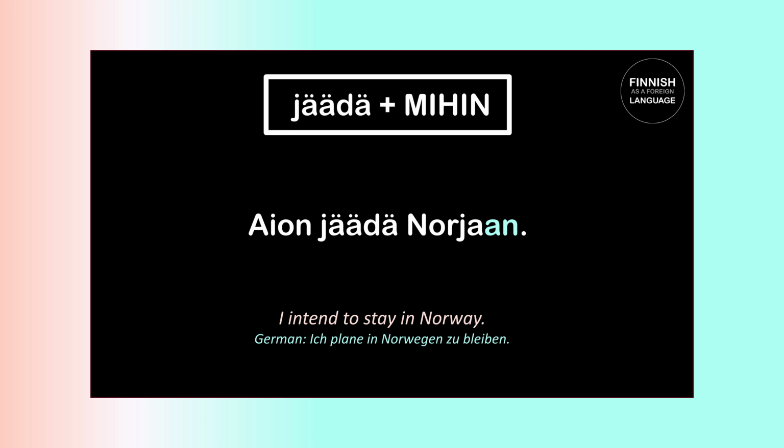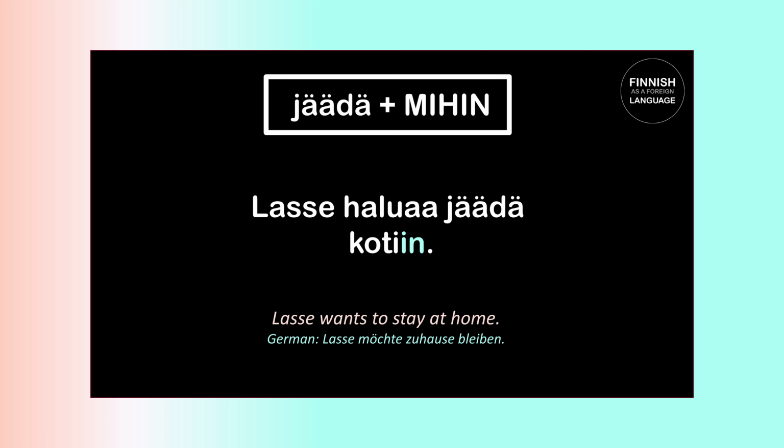Why do we use the illative case here? Because of the verb jäädä. So let's repeat. Aion jäädä Norjaan. I intend to stay in Norway. Or let's take another one. Lasse haluaa jäädä kotiin means Lasse wants to stay at home. So haluaa here is the third person singular present tense of the verb haluta, which means to want. Jäädä here again means to stay or to remain. It's standing here in its infinitive form, and kotiin is the illative case of koti.